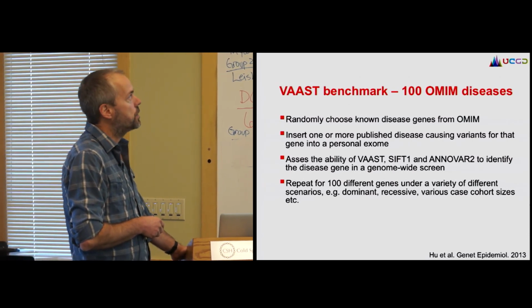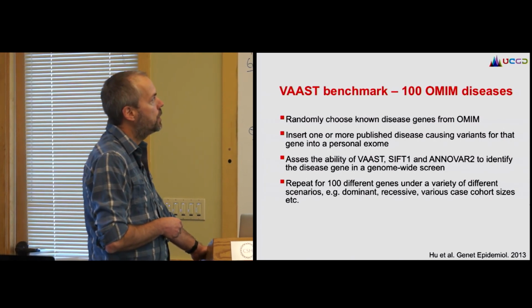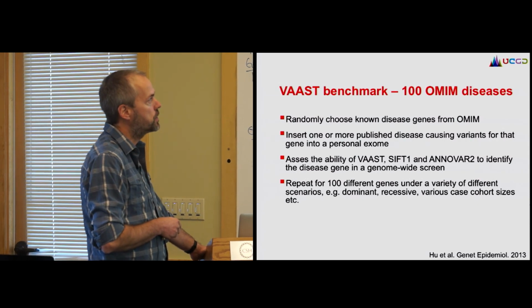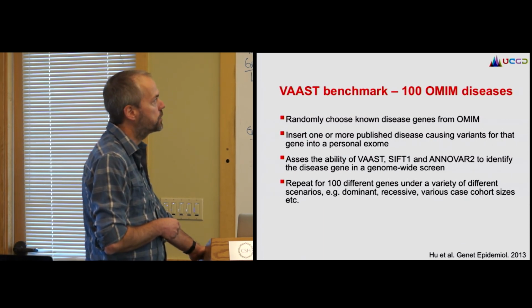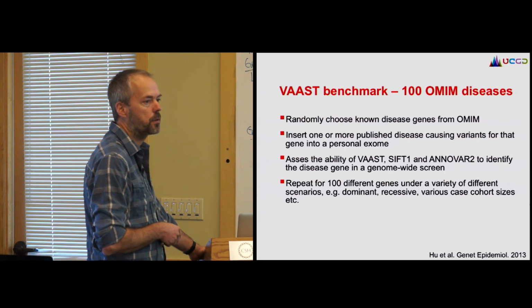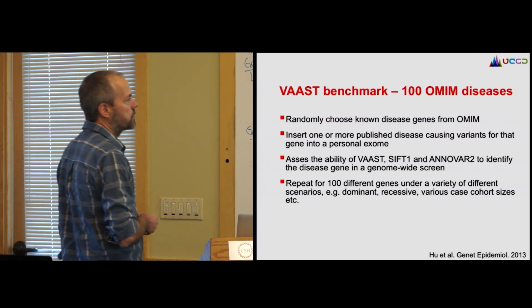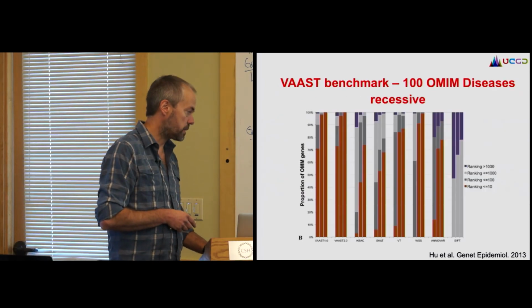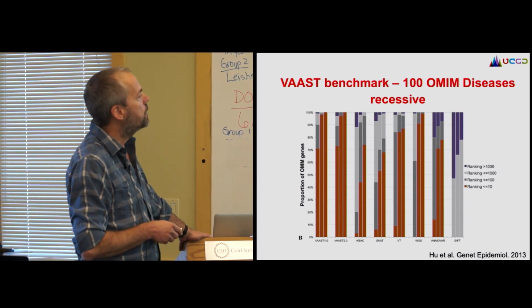But that's one case. So to benchmark VAAST for the original publication, we randomly chose 100 known disease-causing alleles from OMIM. We inserted 1 or more randomly chosen published disease-causing variants for that gene into a personal genome. And then we assessed the ability of VAAST plus a number of other tools to recover those genes in this spike-in experiment. We repeated that 100 different times, for 100 different genes, to get some statistics on that. And this slide has the results of that.